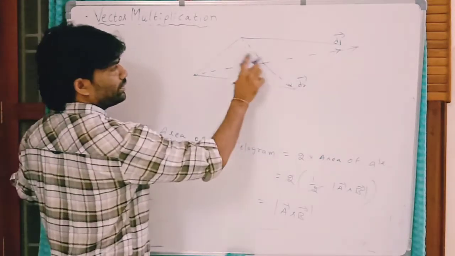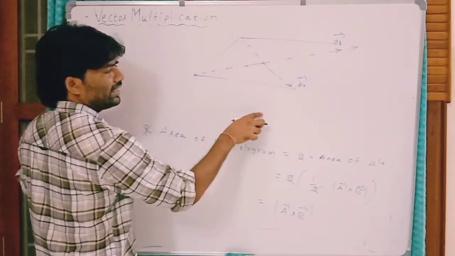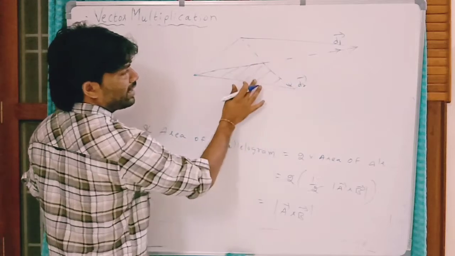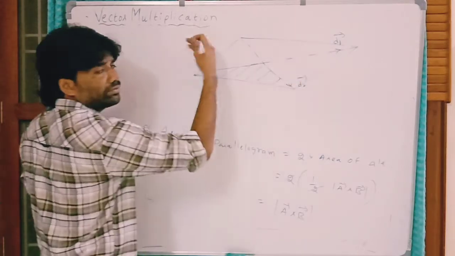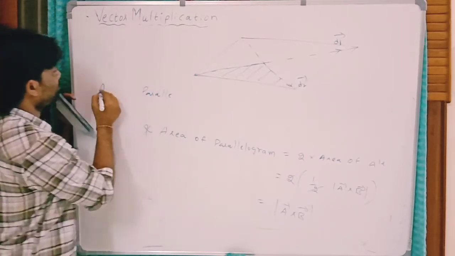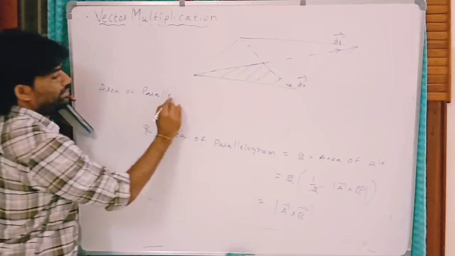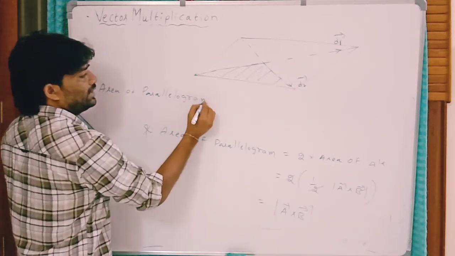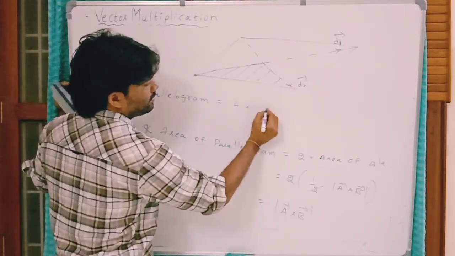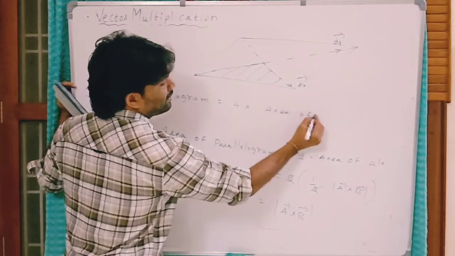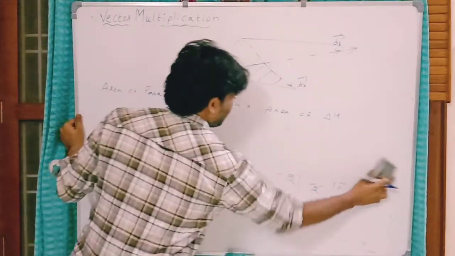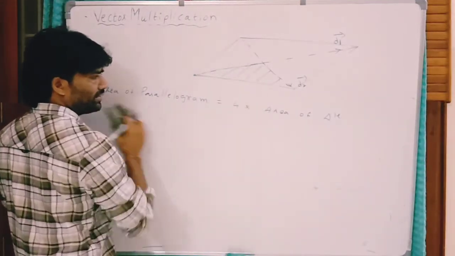By watching this, you can see there are 4 symmetric triangles. If I take this triangle first, there are 3 more symmetric triangles. The total area is 4 times the area of this. Here, the area of the parallelogram is equal to 4 times the area of this shaded triangle.